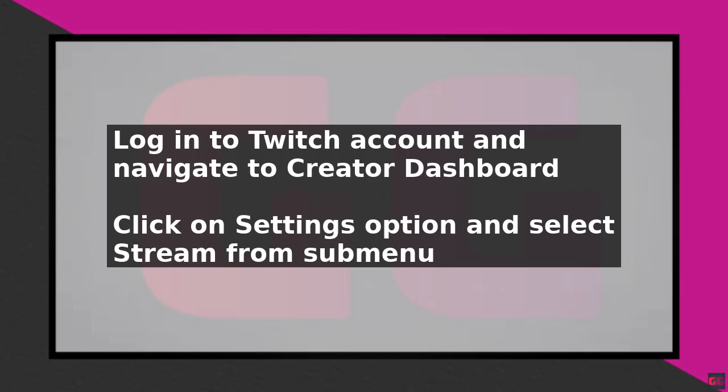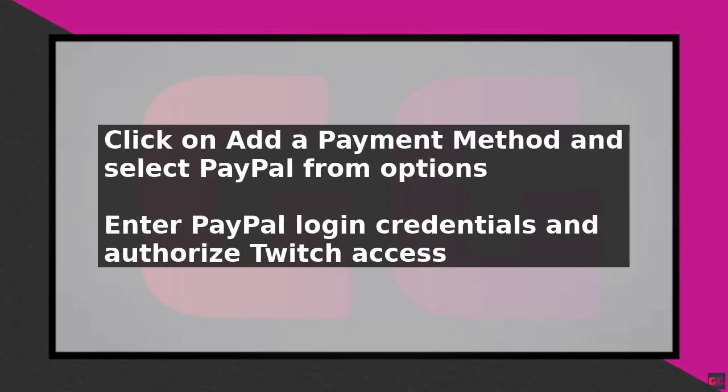Scroll down to the Donations section and click on the Edit button next to Payment Methods. In the Payment Methods section, click on the Add a Payment Method button and select PayPal from the list of available options. You will be redirected to the PayPal website to authenticate your account.